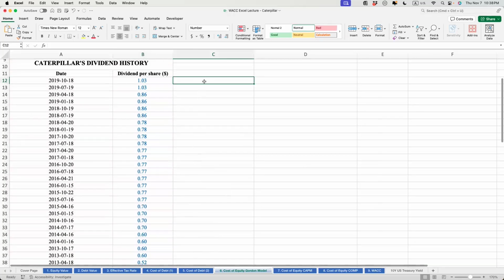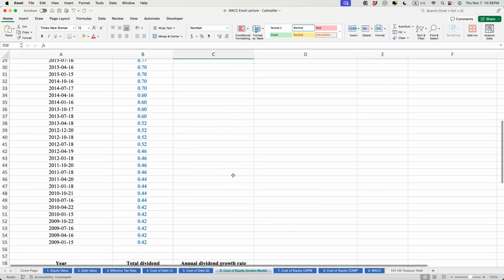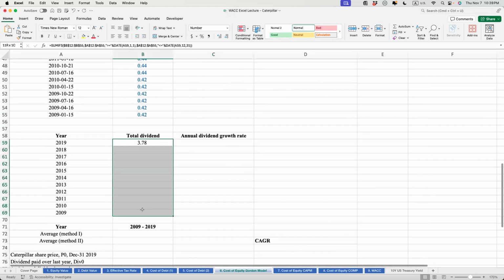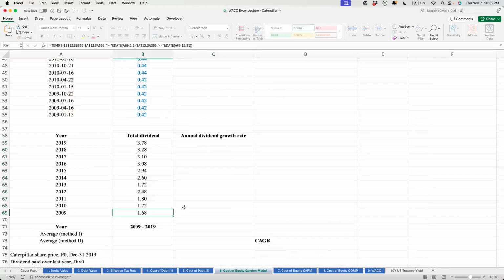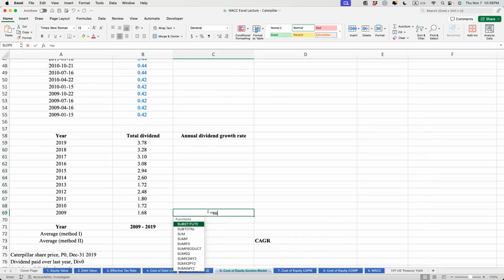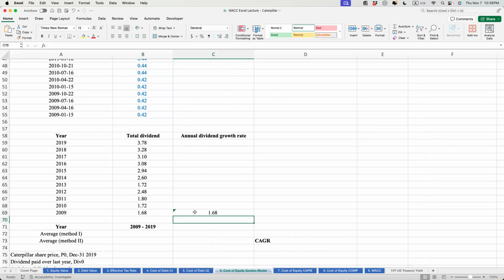And you can double check. So basically for the first year, 2019, we're adding these four together, you get 378. That means you're right. But if we do it this way, then we can basically just copy everything down. You get your annual dividends payment calculated. You can, again, double check for 2009. Let's just sum up the last four, that matches 168. That means there's nothing wrong with our calculation or function setup.